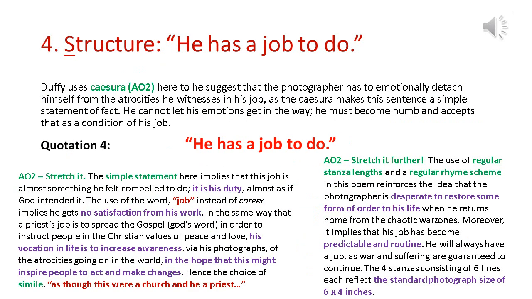There are some really nice things to say about the structure of this poem. So if we start by looking at the line, "he has a job to do", which is followed by a caesura in the middle of that line. So Duffy uses that caesura to suggest that the photographer has to emotionally detach himself from the atrocities that he witnesses every day in his job.